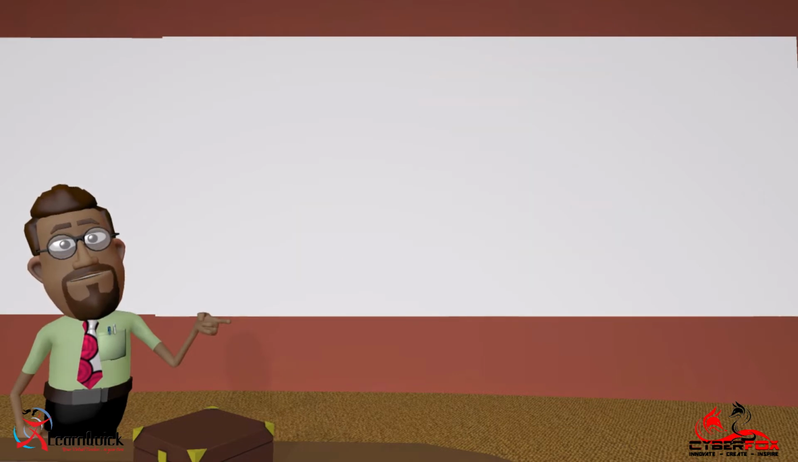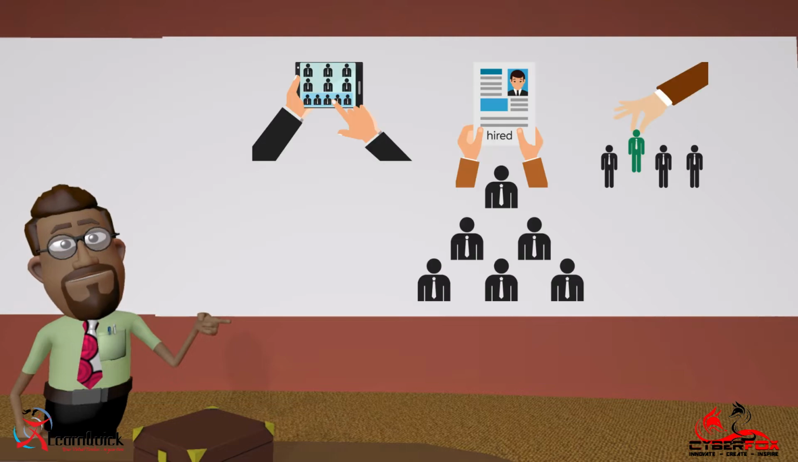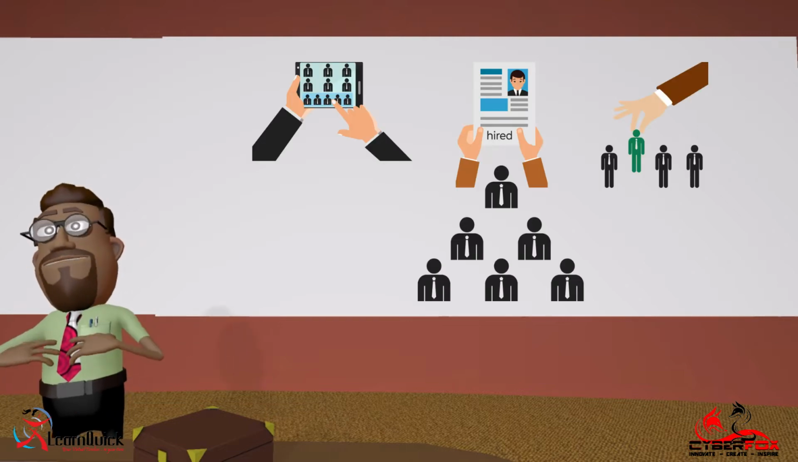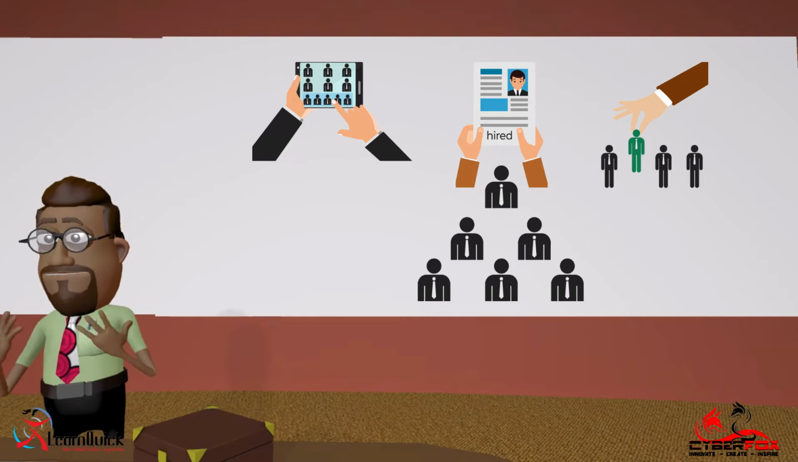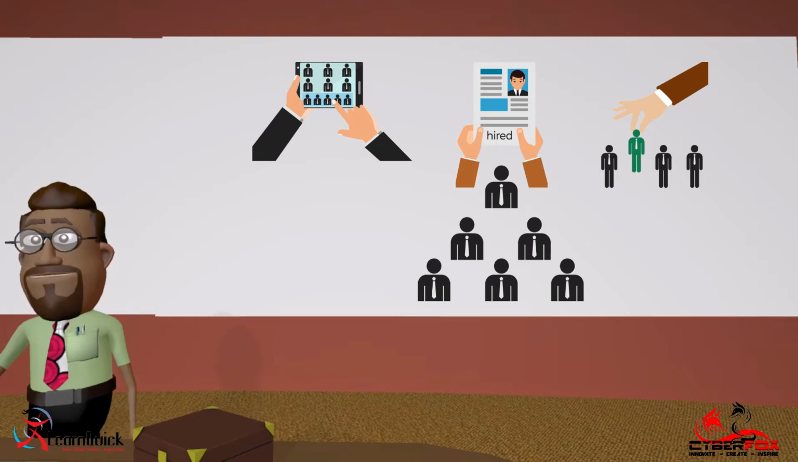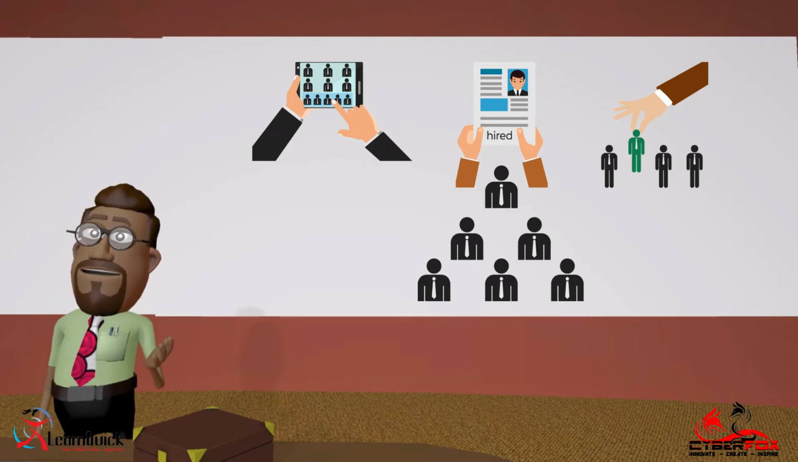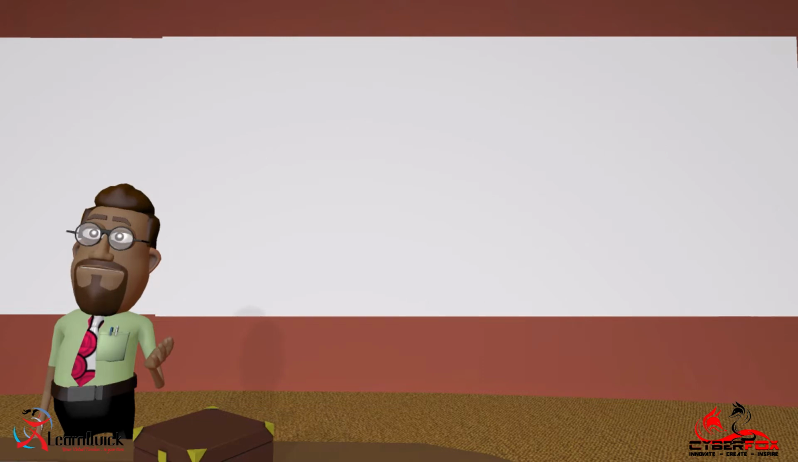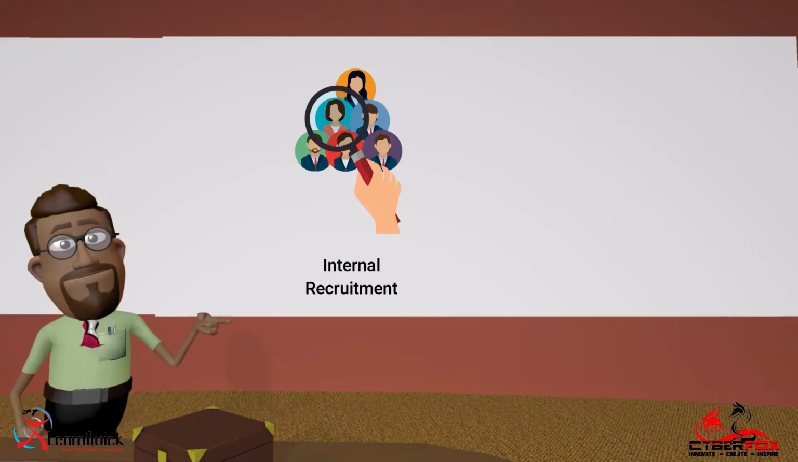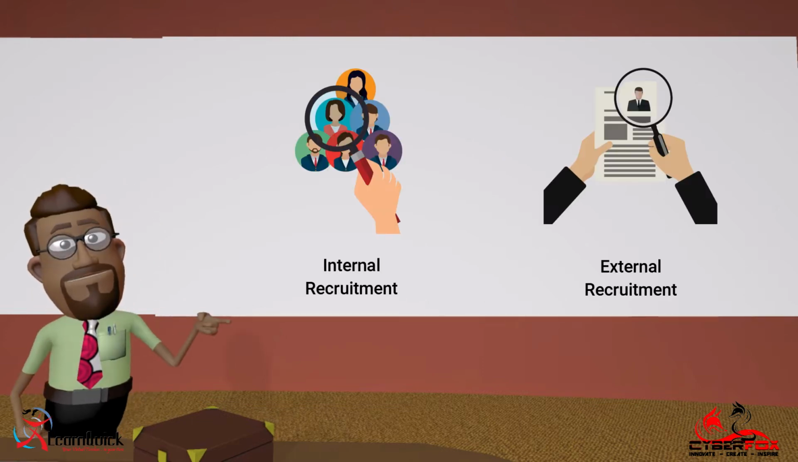The Human Resources Department is responsible for publicly placing the information in different outlets, like the newspaper or different job sites. The advertisement is designed to clearly define the requirements for a vacant job position. Recruitment is separated into two categories: internal recruitment and external recruitment.